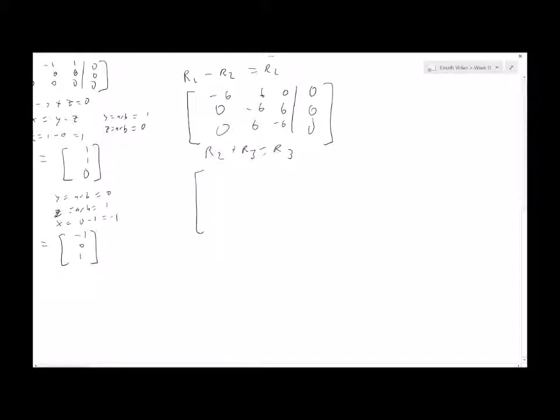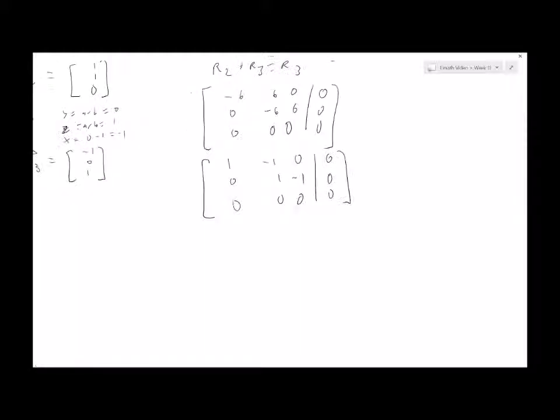We're left with negative 6, 6, 0, 0, negative 6, 6, 0, 0, 0. Divide everything out, we're left with 1, negative 1, 0, 0, 1, negative 1, 0, 0, 0. Alright, so now that means that y minus z equals 0, or y equals z, and x equals y. So z is arbitrary.